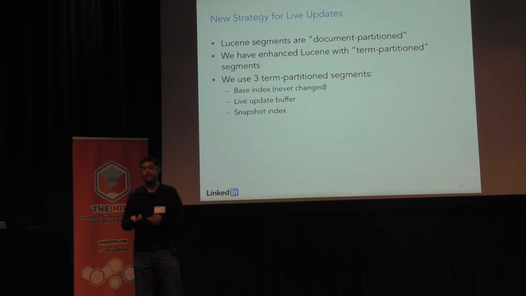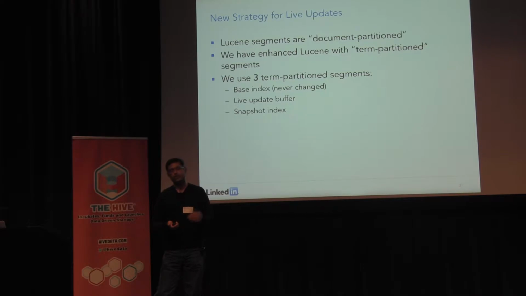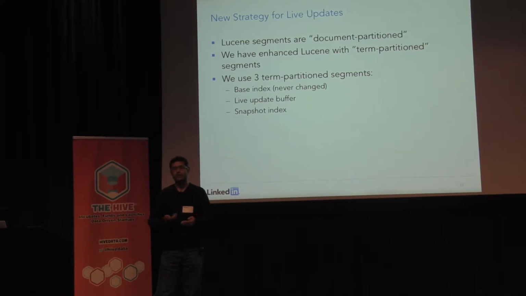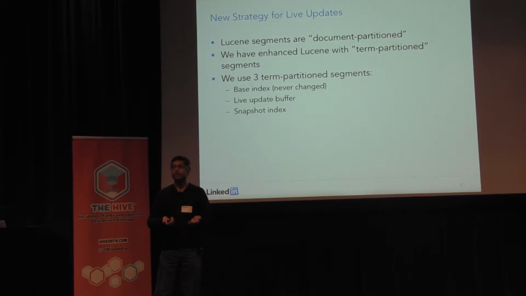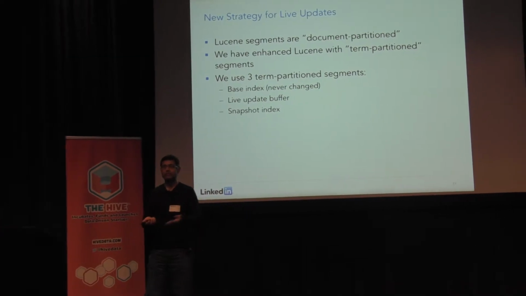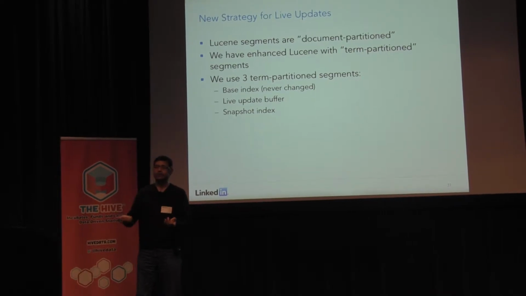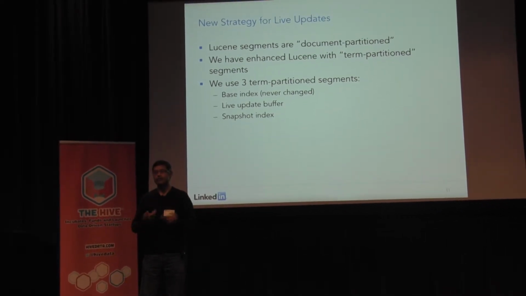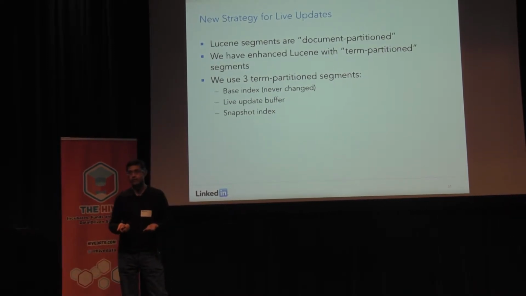Then we have this thing called the live update buffer, which is a segment that only sits in memory, and it gets updated with all the live updates that show up. Periodically, let's say every couple of hours, we take the live update buffer and save it to disk into an index called the snapshot index. The snapshot index has already been built from a previous version of the live update buffer. It gets augmented with a new set of live data. So at all points, we have three different term sharded segments which jointly describe the documents.